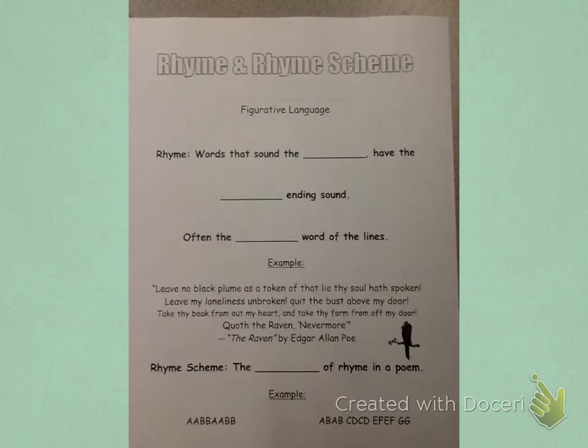Okay, the last thing I want to show you today is rhyme and rhyme scheme. This is a type of figurative language. Well, it can be lumped in there. Let me zoom in so I can write and you can kind of see it. Rhyme are words that sound, we all know this, the same, and have the same ending sound. Okay, like cat, hat, mat. All of those words rhyme.